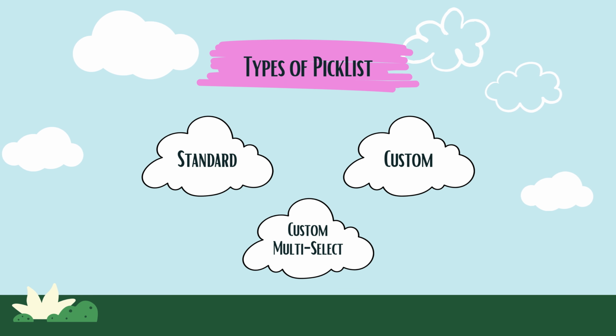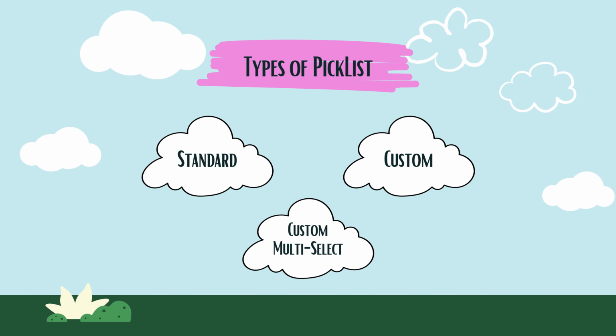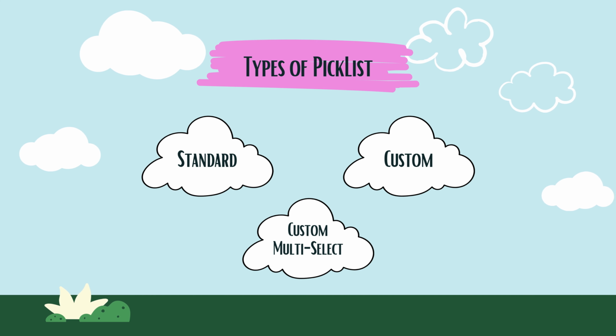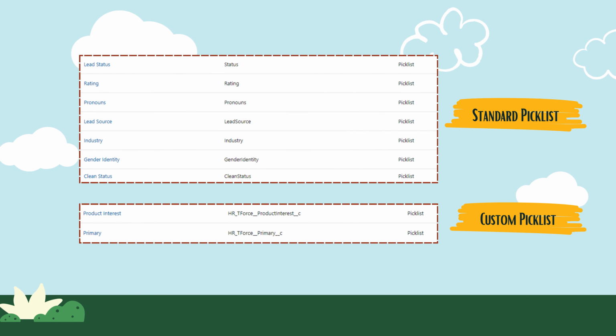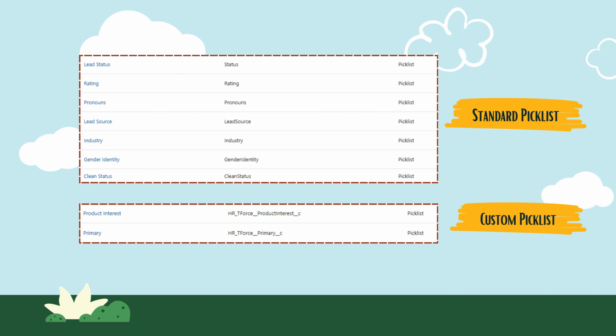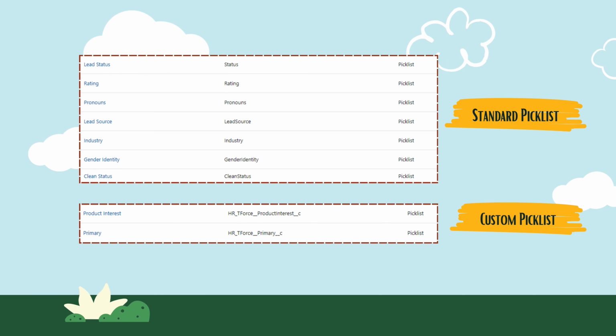There are three types of picklists: standard, custom, and custom multi-select. Each serves a specific purpose. But first, let's understand some picklist properties. Standard picklists come preloaded in your Salesforce org, like the lead source picklist on the lead object. They're great for common fields on standard objects. If you need more flexibility and want to create your own picklist, go for a custom picklist. You can configure its behavior and add values to meet your specific needs.